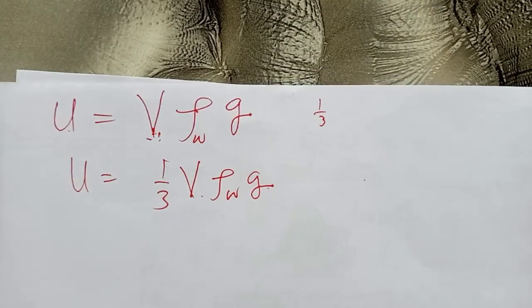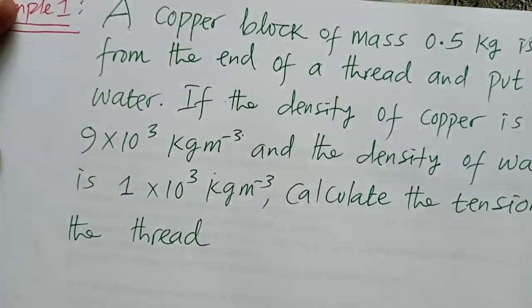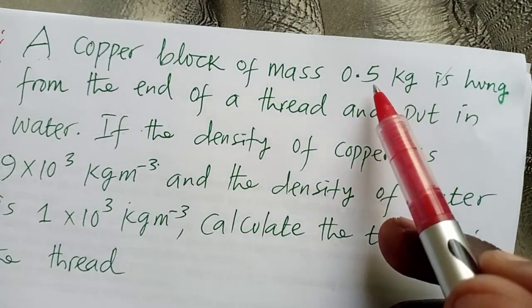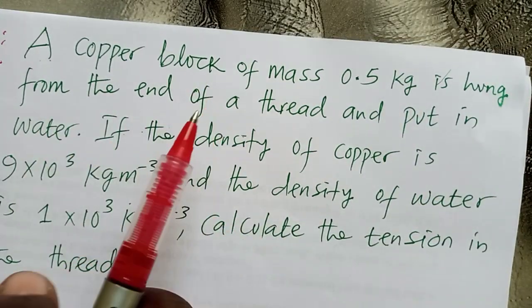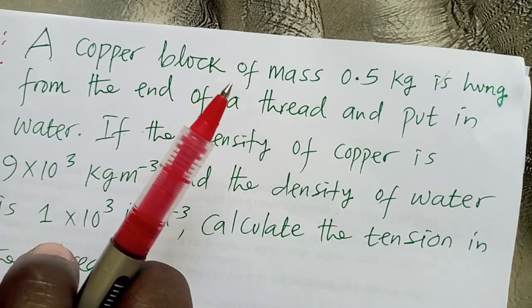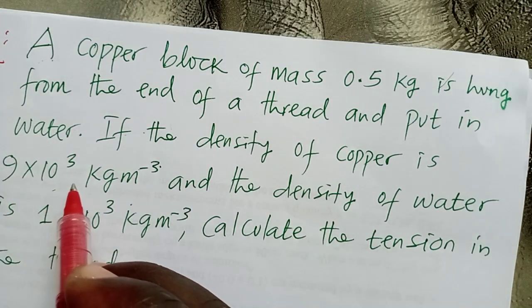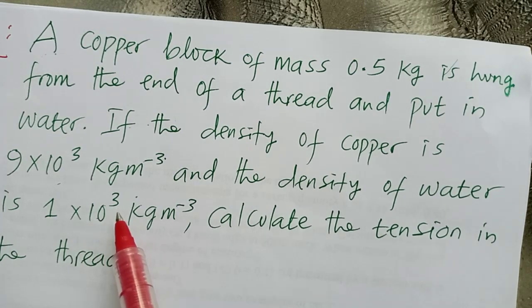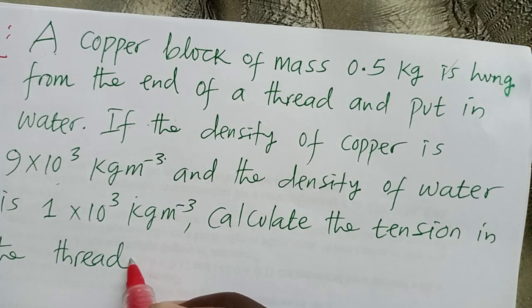Now, without any delay, we are going to see an interesting problem on Archimedes' principle. What does it say? You have a copper block of mass 0.5 kilogram hung from the end of a thread and put in water. If the density of copper is 9.9 times 10 to the power of 3 kilogram per cubic meter, and the density of water is 1 times 10 to the power of 3 kilogram per cubic meter, calculate the tension in the thread.